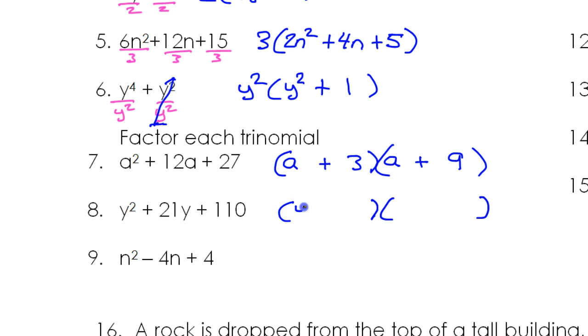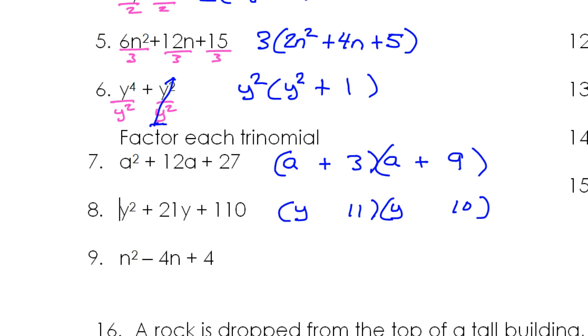Y squared can only be y times y. Okay, don't look at the middle term yet. Next, I look at the 110. Now, I'm sure there are other things, but the first thing that comes to my mind when I look at this is 11 times 10. Clearly 11 times 10 is 110. So let's go ahead and try that out first. 11 times 10.